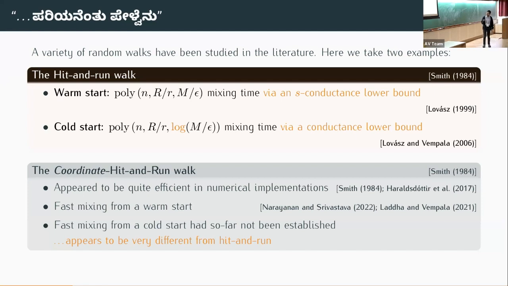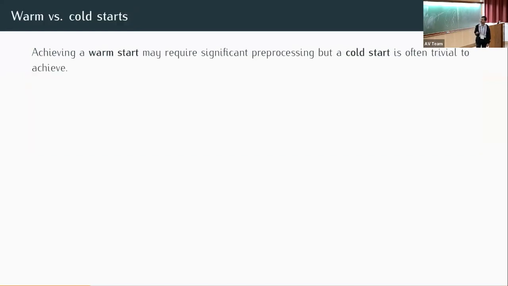But somewhat surprisingly, even the fast mixing from warm start was open until recently, and then around 2 years ago, 2 papers around the same time gave 2 different proofs for mixing from warm start for this. But cold start had still not been established, and it seems to be quite different from hit and run. Hit and run has a nice property, because remember, hit and run was uniform. The direction was uniform on the sphere. That is not the case here, so some of the mathematical elegance is lost. So the fast mixing from cold start for this was not established.